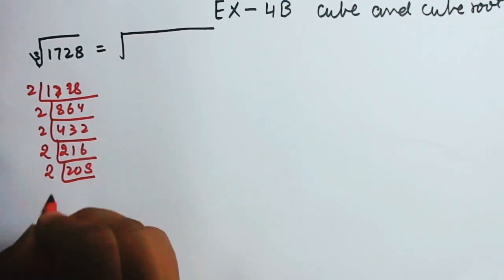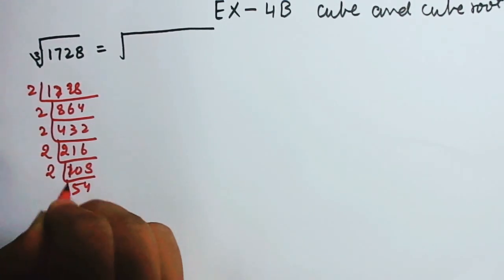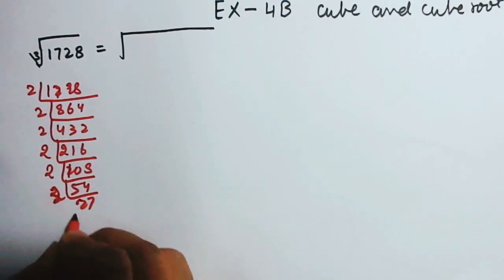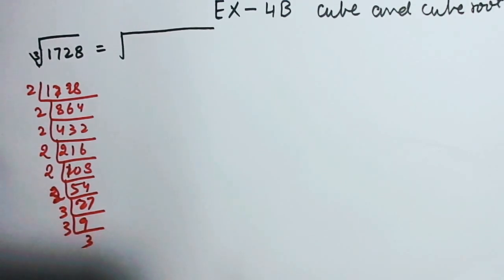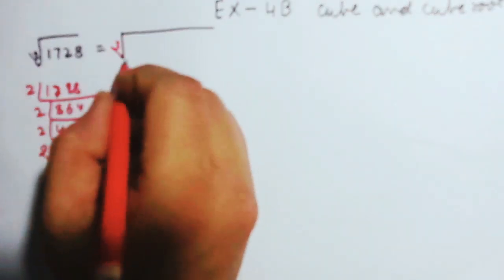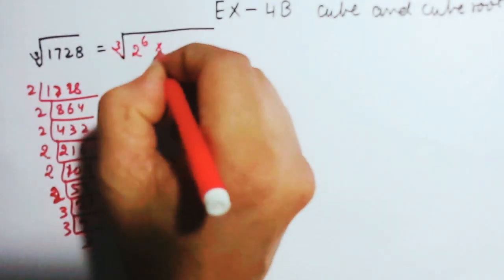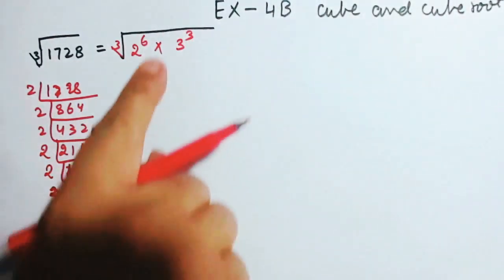216, 108, then 2 times 54, then 2 times 27, 3 times 9, and 3 times 3. So you have to quickly factorize it. After you factorize it, naturally you are going to get the cube root of 2 to the power 6 multiplied by 3 to the power 3. So this is the format you will get.